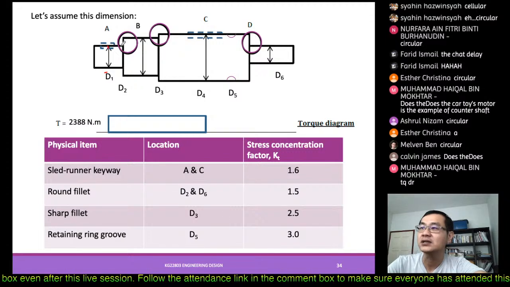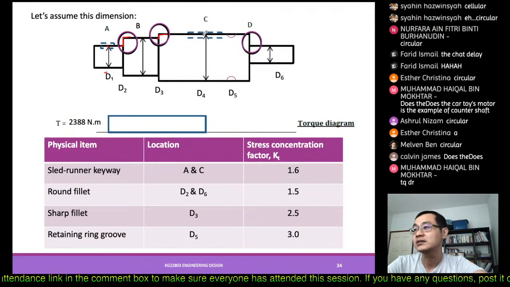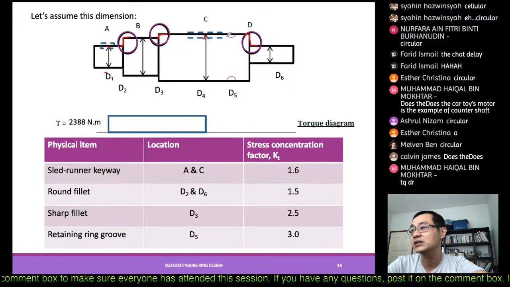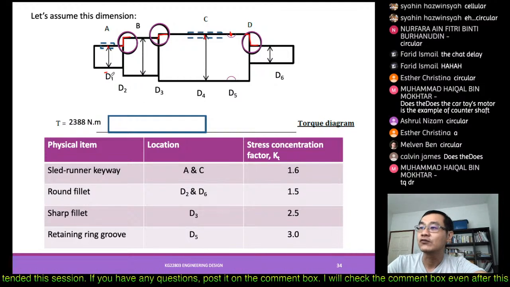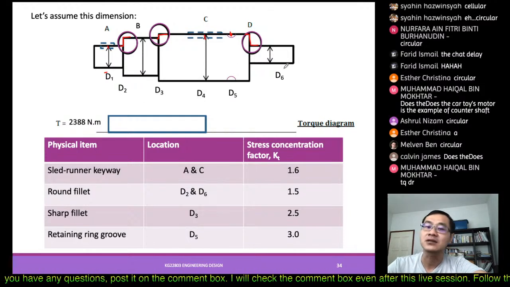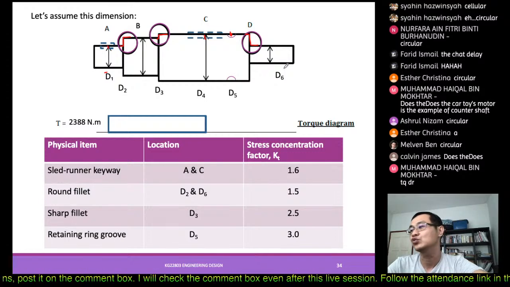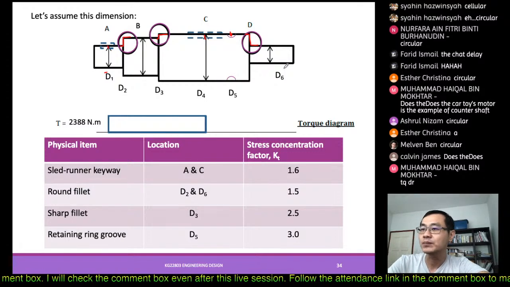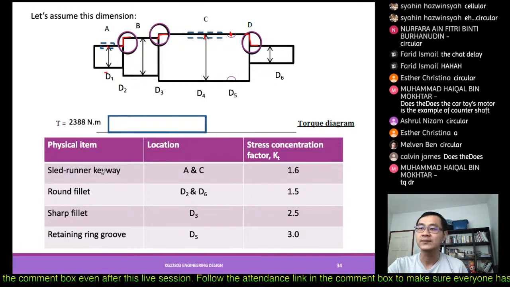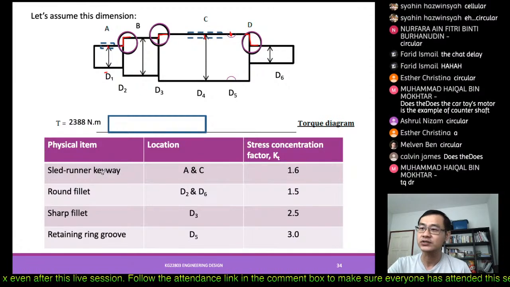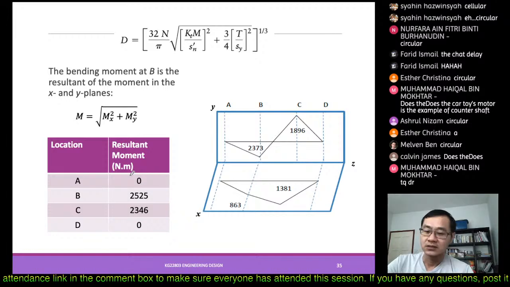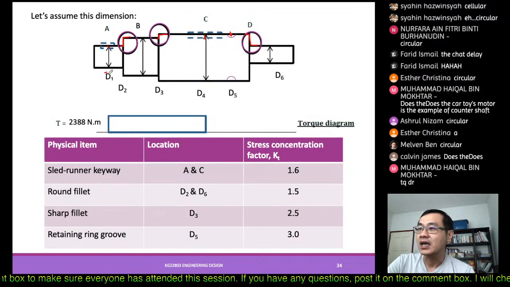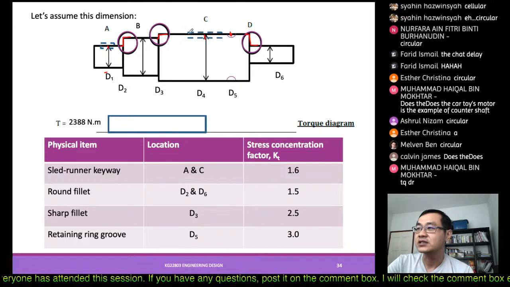There is a key slot here, a fillet or shoulder here, a shoulder here, a key slot here, another shoulder here, and a ring groove here. So we have 1, 2, 3, 4, 5, 6, six segments that we want to locate. Based on these six segments, we go through the stress concentration that would happen at those particular locations.